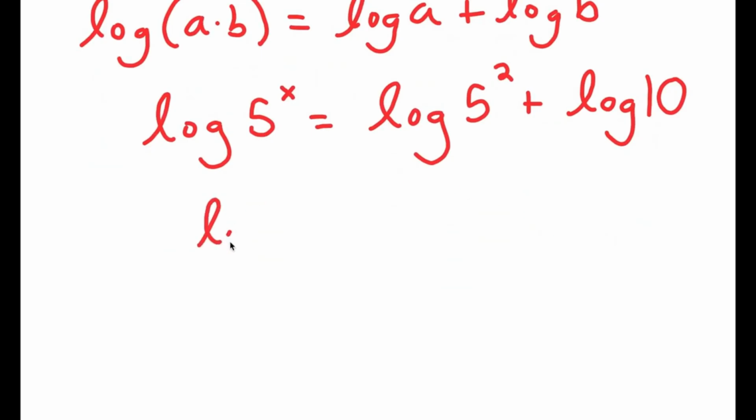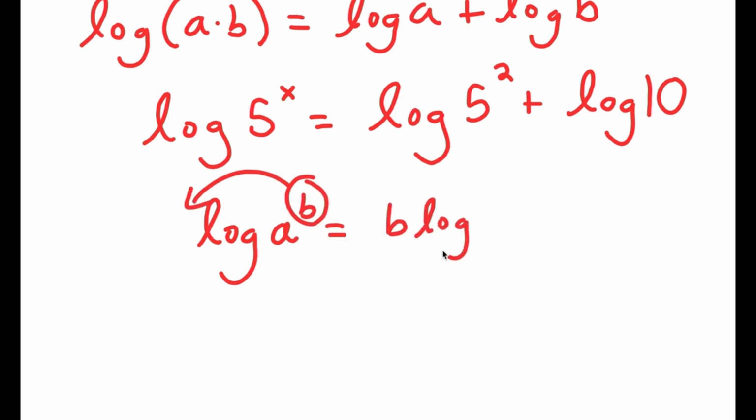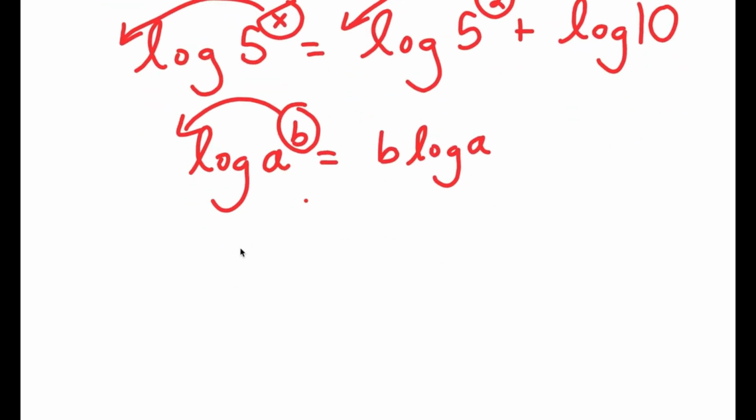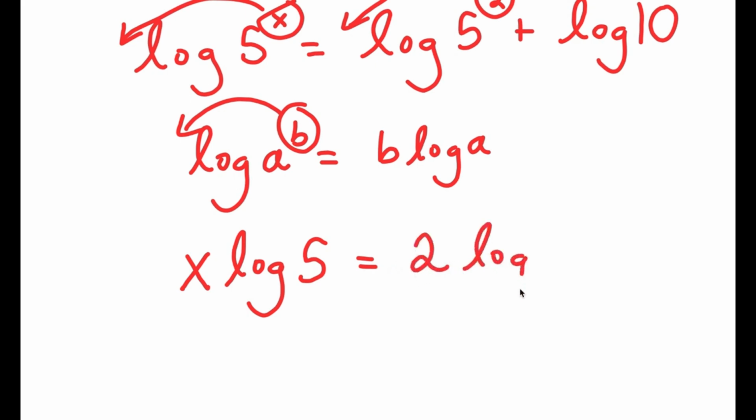Now, if I have something in the form log a to the power of b, I can move this exponent b to the front. So it's going to equal b times log a. So in this case, I have log 5 to the power of x. I can move x to the front, and I have log 5 to the power of 2. So I can move 2 to the front. And I get x times log of 5 is equal to 2 times log of 5 plus log 10.